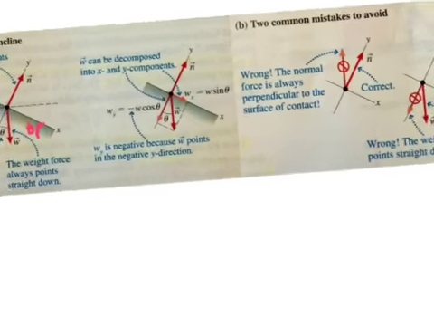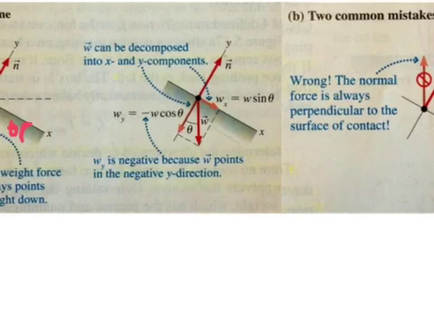So the weight can be decomposed into its x and y components. We get our weight y sitting here, and our weight x sitting here. Then our weight x is w sine theta, and our weight y is w cosine theta.